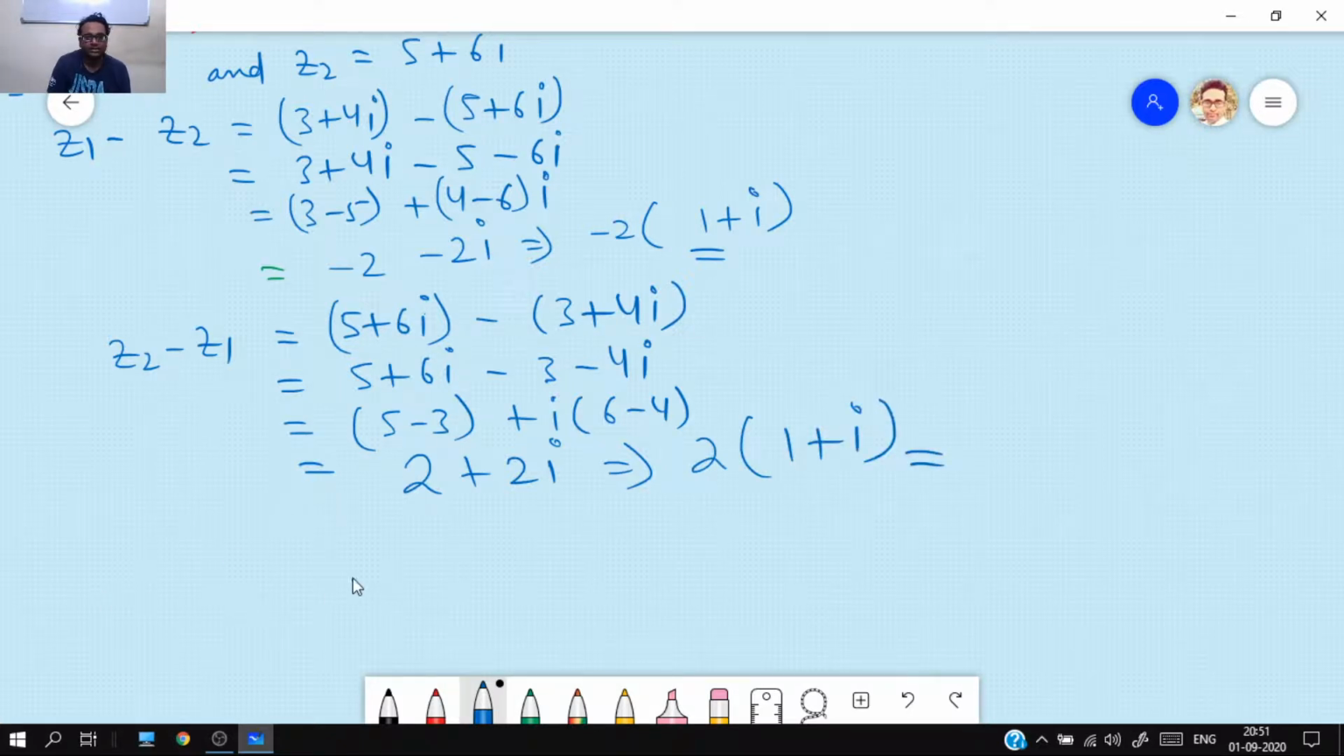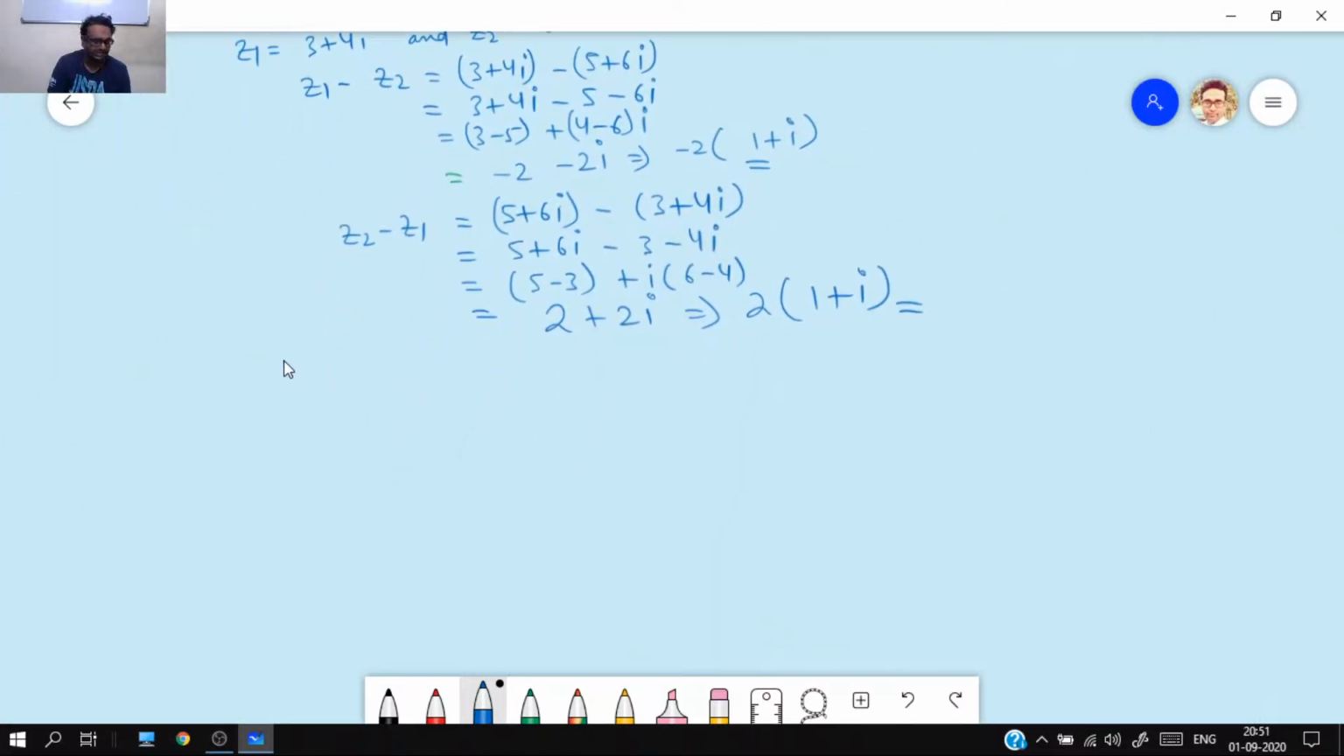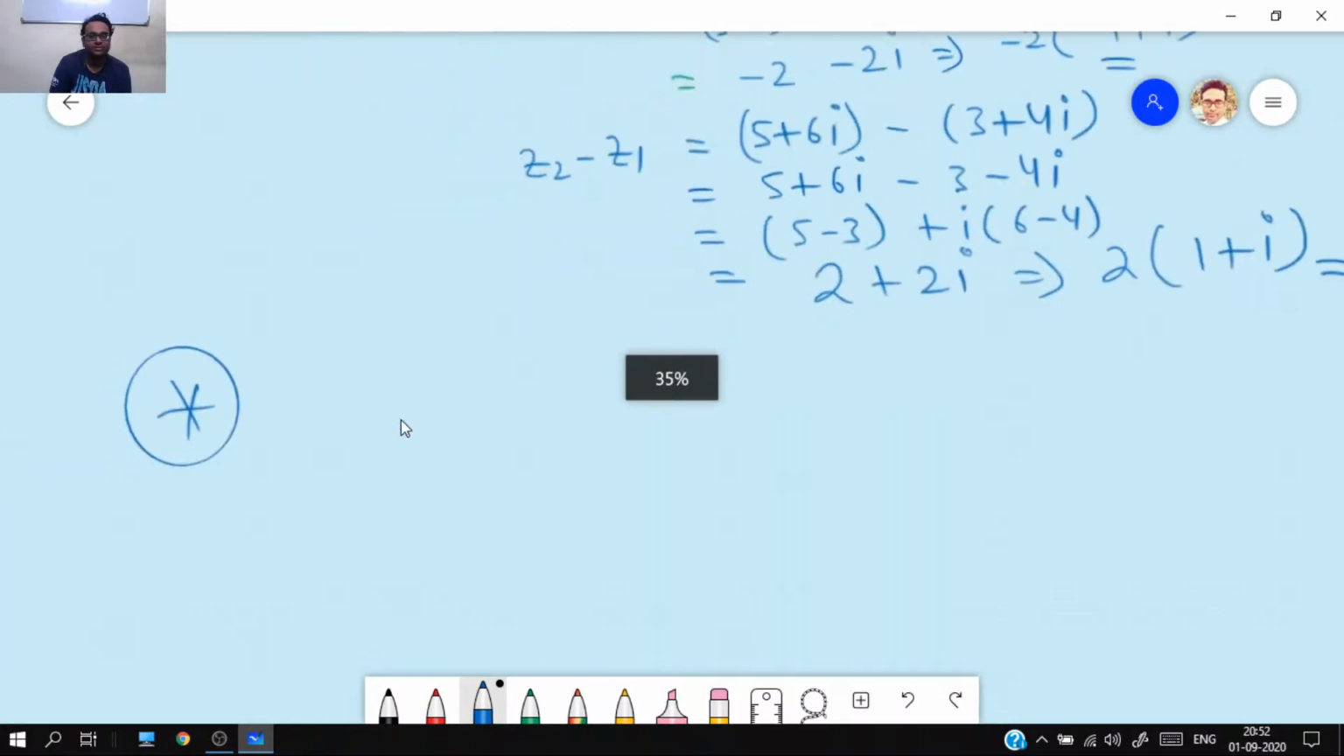I hope I am clear with addition and subtraction of complex numbers. We have taken quite a few examples, and I hope that you are clear with addition and subtraction of two complex numbers. These are very basic and we need to know them very well. The next topic is multiplication of two complex numbers. This is very simple, but you need to pay attention in this.